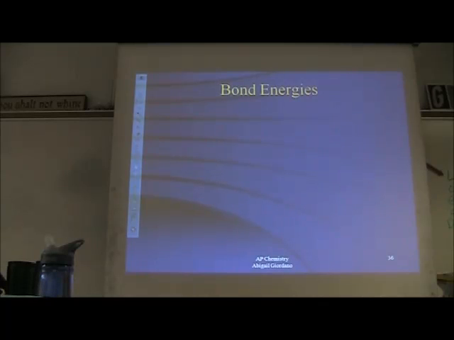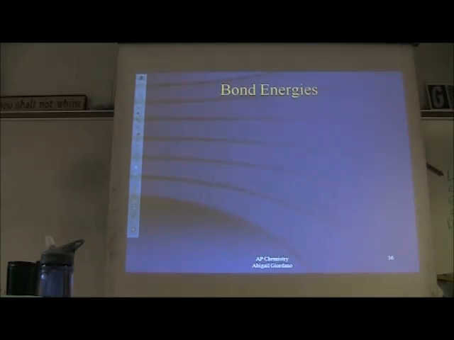This chapter is all about bonding. And we started this chapter with a section talking about ionic bonding. We transitioned into covalent bonding, and that's where we are. And the rest of this chapter is on molecules, covalent compounds.